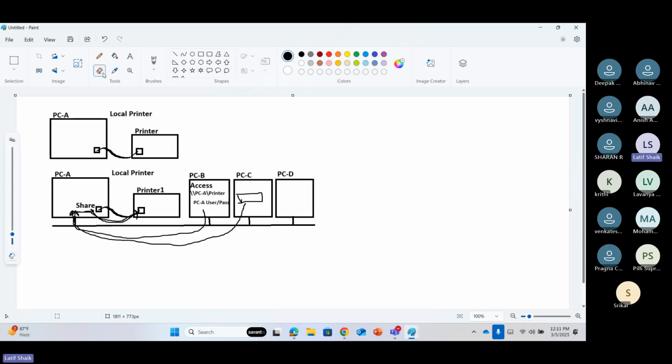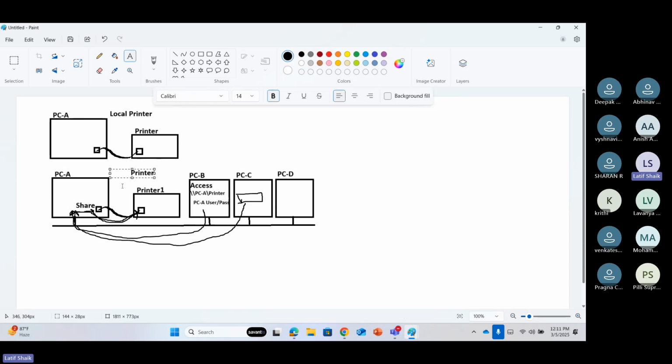So actually the printer is not connected to any of these PCs. It is connected to PCA. From PCA, the printer is shared. So through the network, you are able to access it. So that is called a shared printer. Shared printer because the printer is shared through the network. Through the network, people are accessing the shared printer.